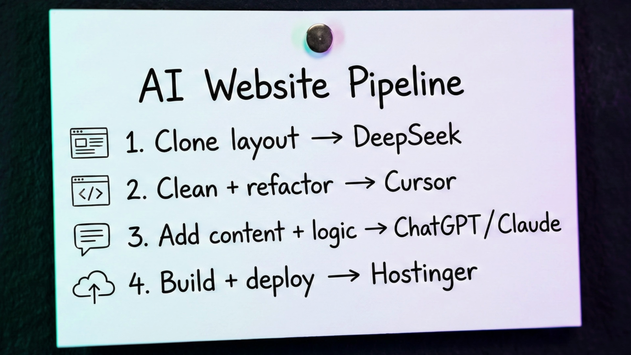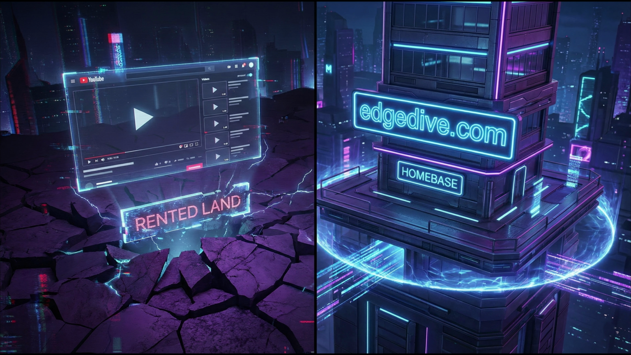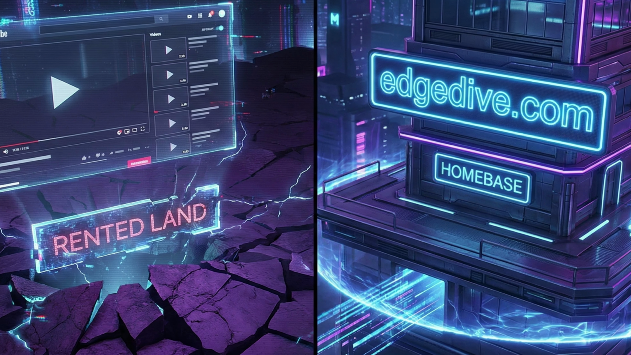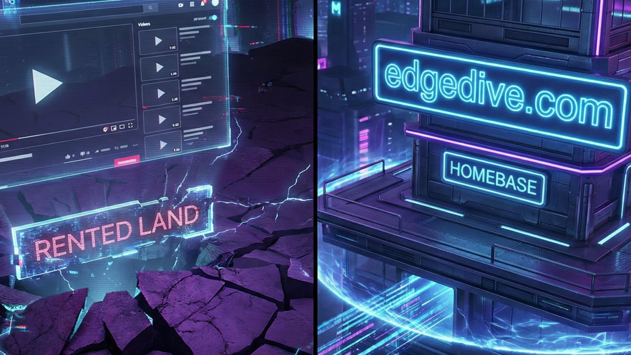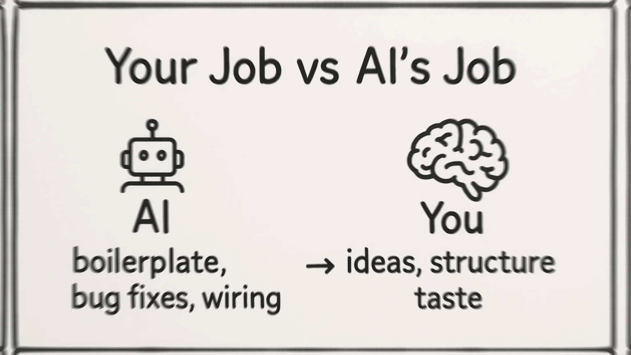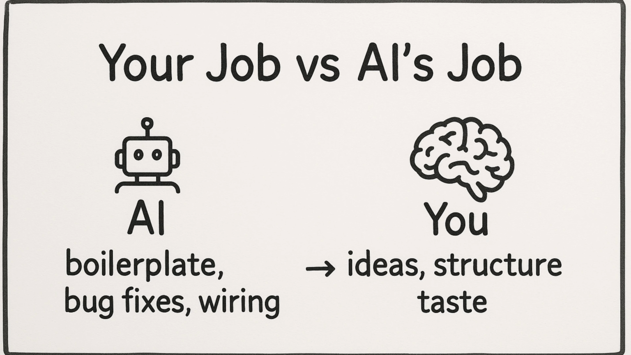I'm doing this for two reasons. First, EdgeDive needs a home base. YouTube is amazing and all, but it's rented land. One algorithm change and your whole channel can vanish from people's feeds. Second, I want to show you what I call vibe coding, using AI to handle the heavy lifting so you can focus on ideas, structure, and taste.